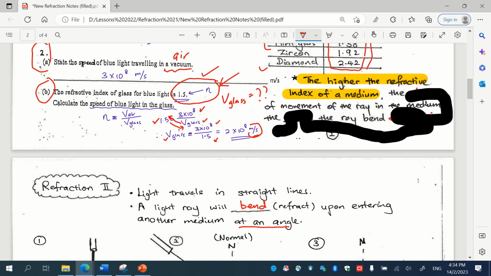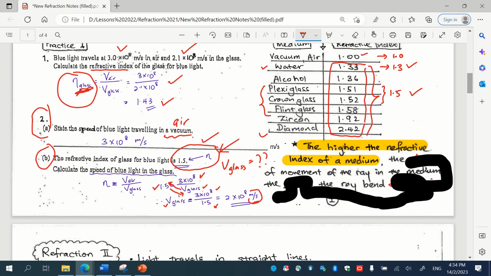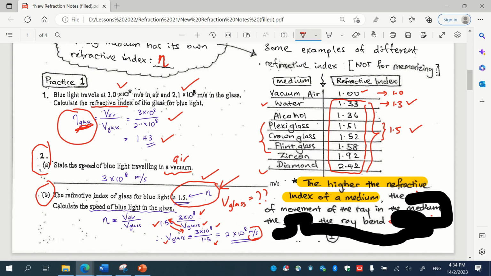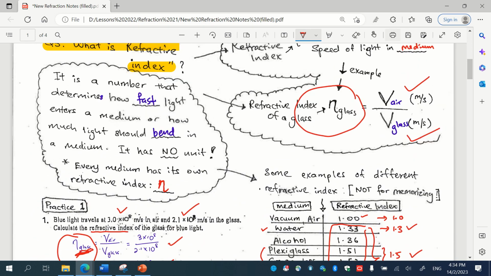Okay, now I would like you to take a look also under this table, what it means. If you look at the formula, in this formula, you see what the refractive index, this number, has got to do with the speed. What is their relationship with the speed of light in the medium?